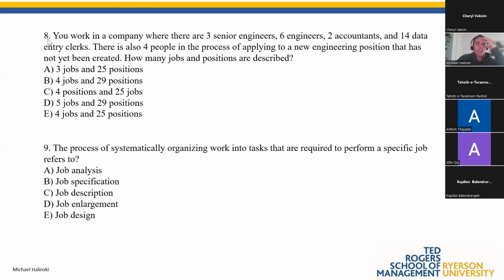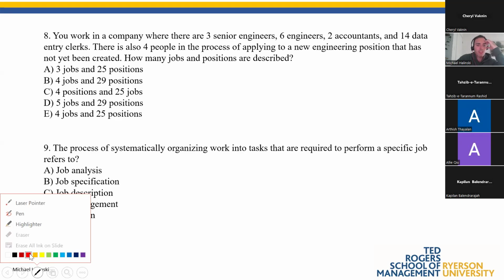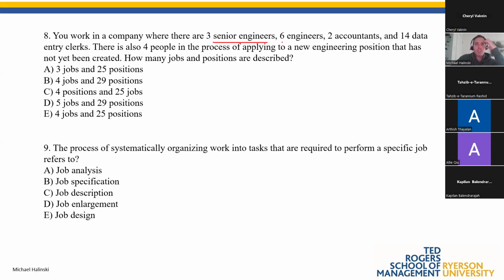Okay, so you work in a company where there are 6 engineers, 3 senior engineers, 6 engineers, 2 accountants, 14 data entry clerks. There's also 4 people in the process of applying to a new engineering position that has not yet been created. How many jobs and positions are described? Where's my little mouse? Here we go. So as I'm counting up, 1 job, 2 jobs, 3 jobs, and the data entry clerk is 4 jobs. There's 4 people applying for this. Well, they're applying for it, but it doesn't really mean there's maybe a new position, possibly, but that's not a new job. Okay, so we know there's going to be 4 jobs. So anything that has the word 4 jobs, we know is a possibility.